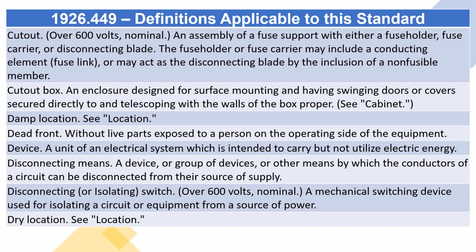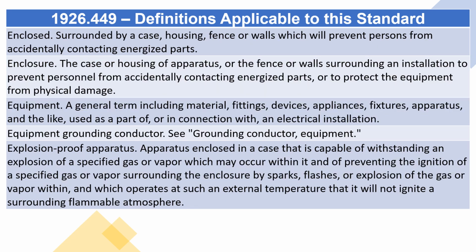Dead front. Without live parts exposed to a person on the operating side of the equipment. Device. A unit of an electrical system which is intended to carry but not utilize electric energy. Disconnecting means. A device, or group of devices, or other means by which the conductors of a circuit can be disconnected from their source of supply. Disconnecting, or isolating, switch. Over 600 volts, nominal. A mechanical switching device used for isolating a circuit or equipment from a source of power. Dry location. See location.